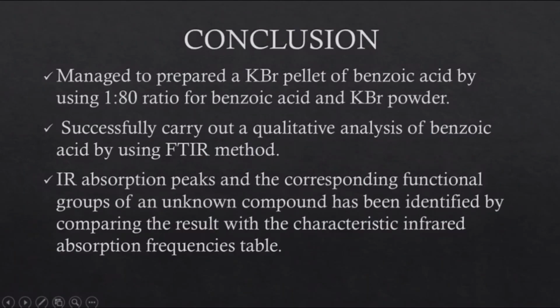For the conclusion, we managed to prepare a KBr pellet of benzoic acid by using a 1:10 ratio of benzoic acid and KBr powder. The benzoic acid and KBr powder were compressed by die and by using a hydraulic press gauge. Next, we successfully carried out a qualitative analysis of benzoic acid by using the FTIR method. Lastly, the infrared absorption peaks and the corresponding functional groups of an unknown compound were identified by comparing the result with the characteristic infrared absorption frequencies table.